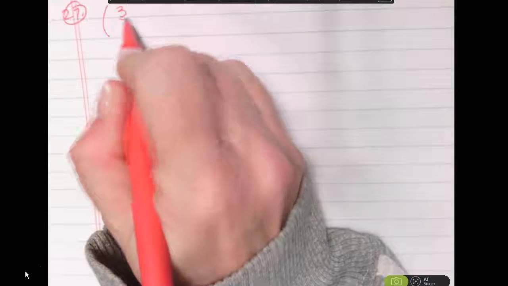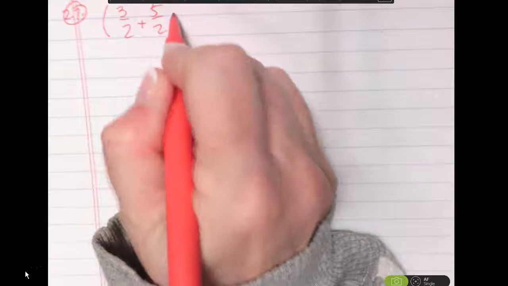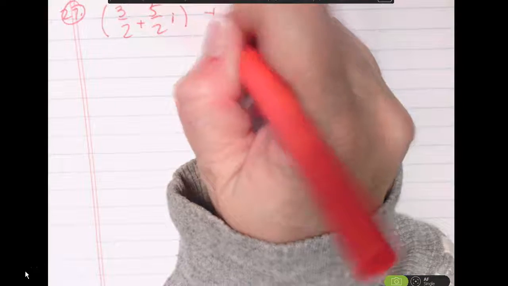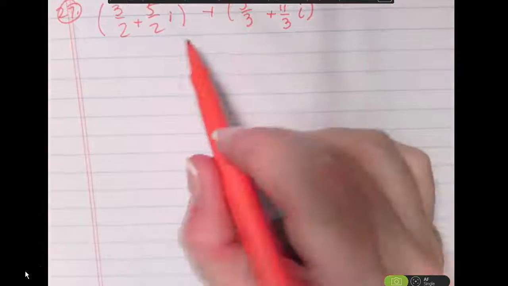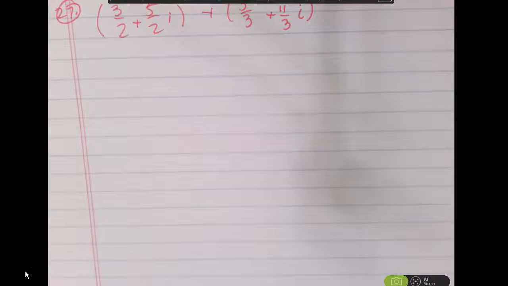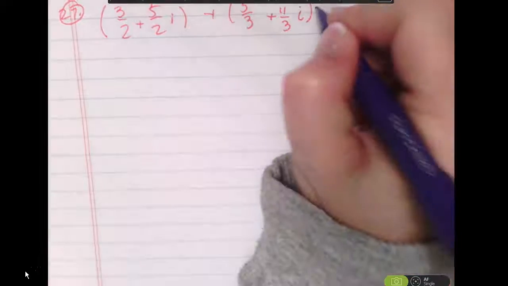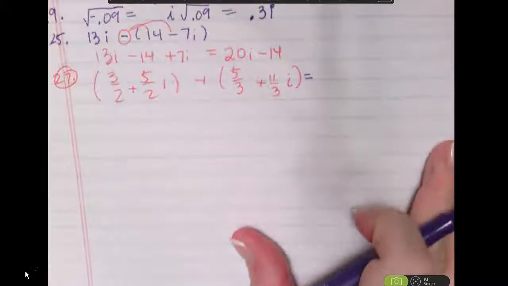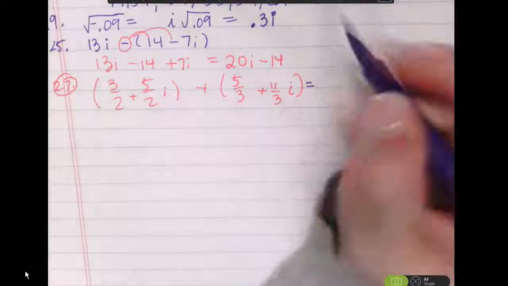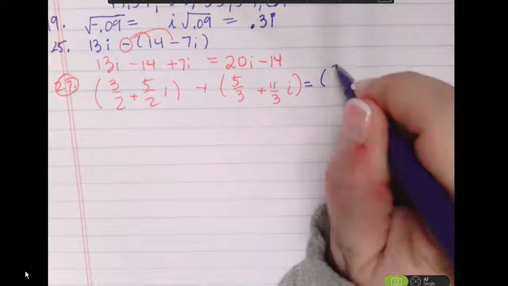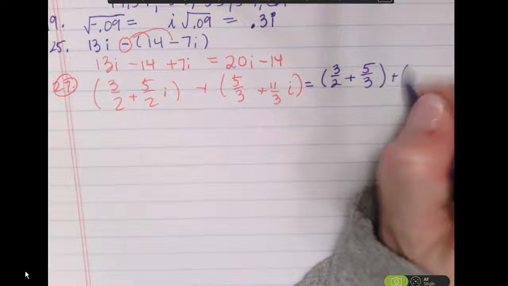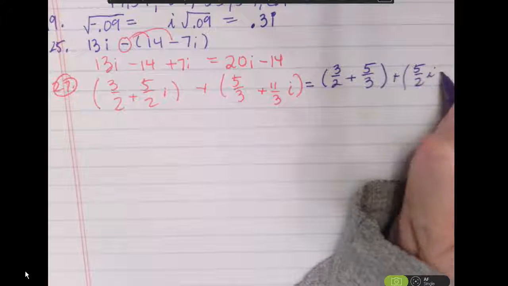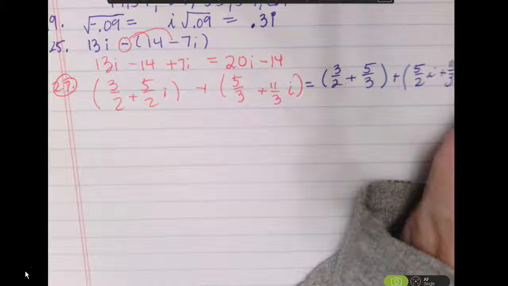Got some fractions. 3 halves plus 5 halves i plus 5 thirds plus 11 thirds i. So I'm going to rewrite that in a different order. Put my like terms together. Sorry about that. So let me put 3 halves and 5 thirds together, and 5 halves i plus 11 thirds i.